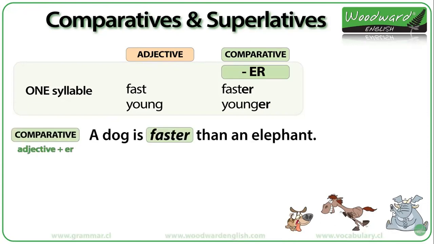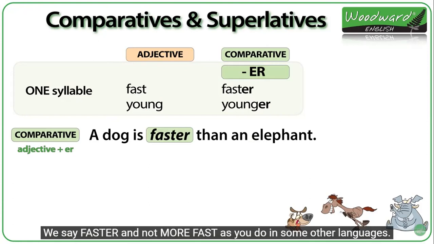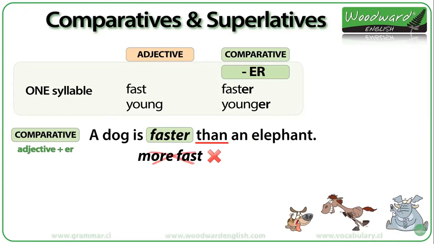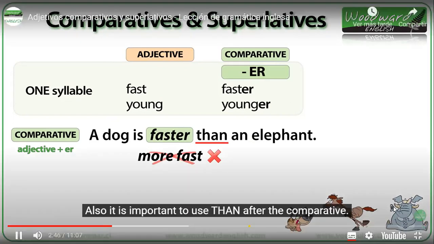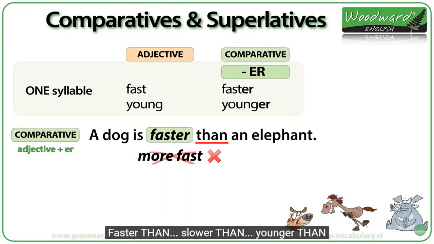Look at the example again. A dog is faster than an elephant. We say faster and not more fast, as you do in some other languages. Also, it is important to use than after the comparative. Faster than, slower than, younger than.